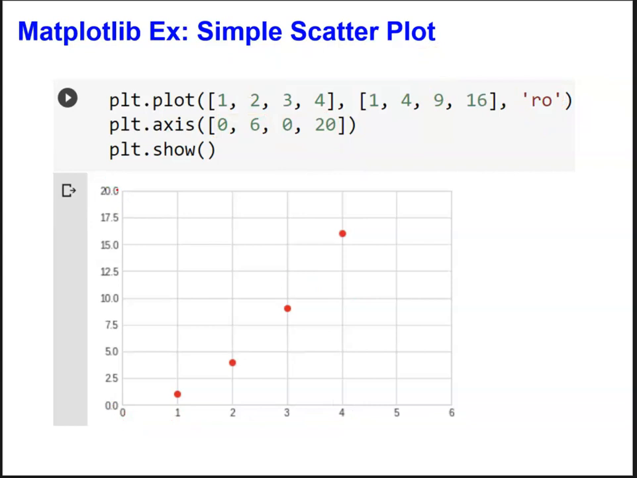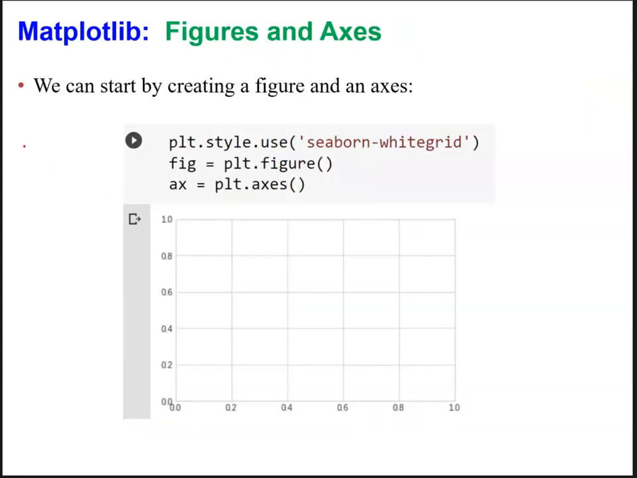Now we can also just plot an empty axis. Sometimes we need that, so let's look at that. Here we're just choosing a style, plt.style.use, seaborn-white grid. That's why you see this grid. By default, there's no grid over there.